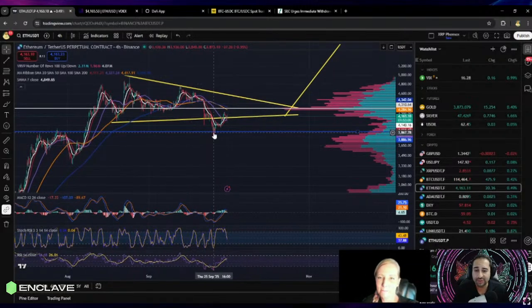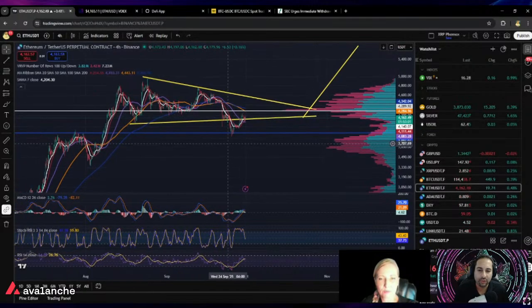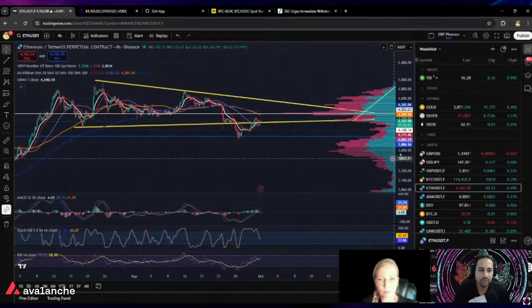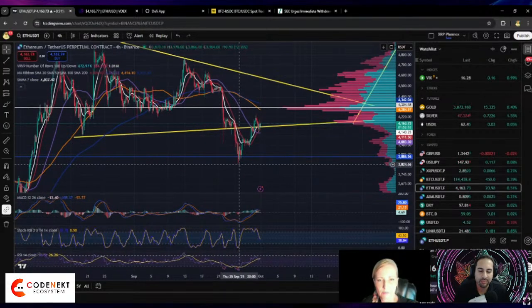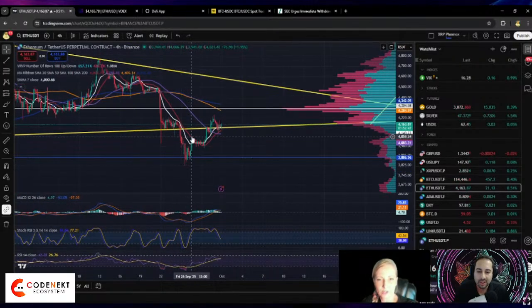We held that line, $3,800, came up, made a higher low, and that's it. That's what you want to look for. I've talked about this before: you want to wait for the reverse of the trend. Let me zoom in so you guys can see a little better. You want to wait till you think maybe this is the bottom, but you don't get into the trade there. You come up and wait for confirmation.